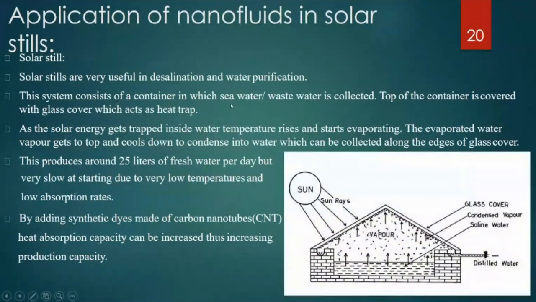This system consists of a container with sea water or waste water collected. The top of the container is covered with a glass cover. Here is the saline water or waste water, and when incoming solar radiation comes through the transparent top glass and hits it, it is vaporized, and from this we can obtain pure or distilled water. When we add nanofluids to this saline water, the condensation rate or vaporization rate increases. Time is limited, so I'm just briefing.